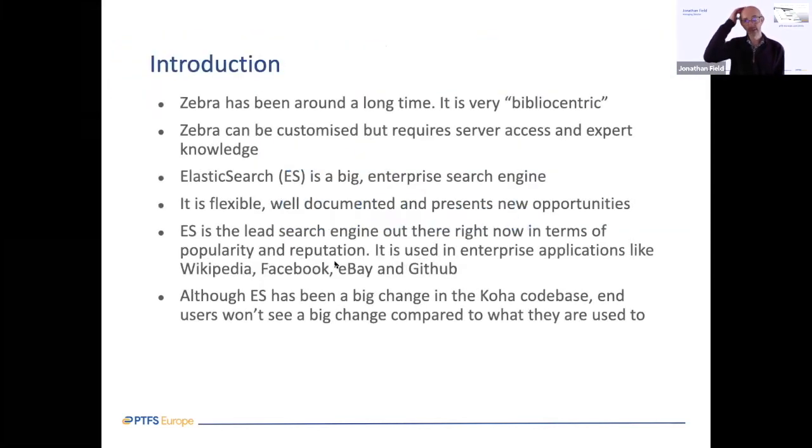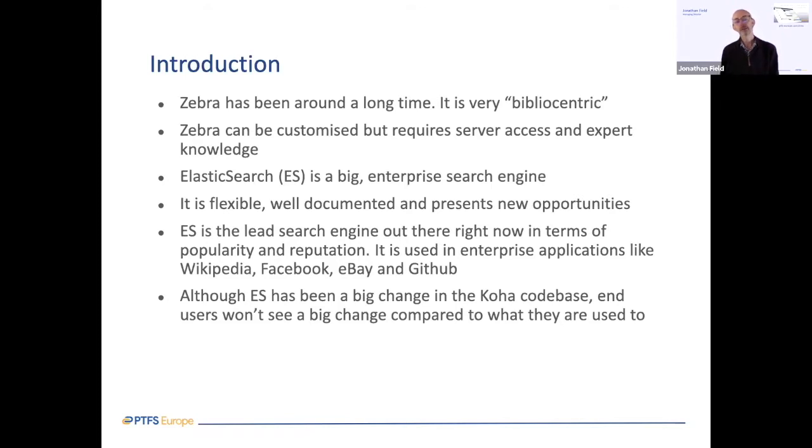So just some context, and then Bernard's going to show you around a bit. So Zebra, which is the back-end search engine for Koha, has been around for a long time now. It is very bibliocentric. By that, I mean it's very focused on indexing MARC data. Now you can customize Zebra. It is possible to do that, but it requires accessing files on the server. You also need expert knowledge of Zebra, which is in limited supply.